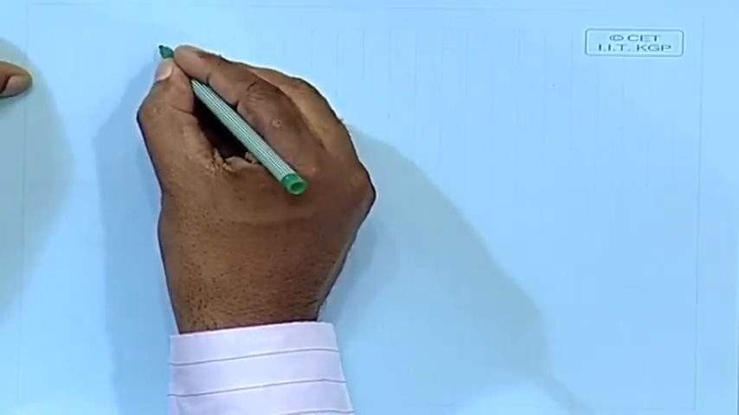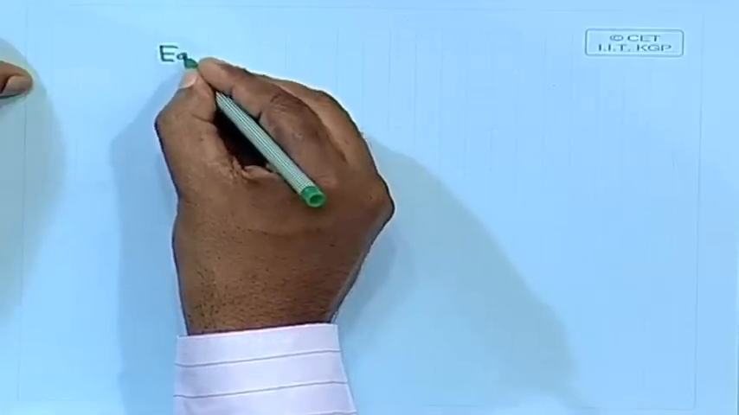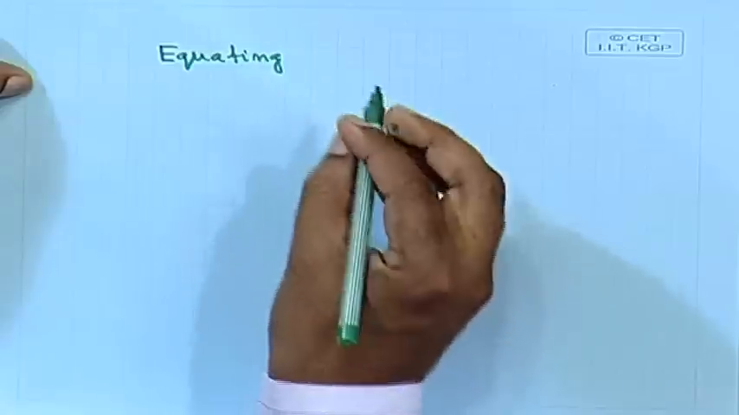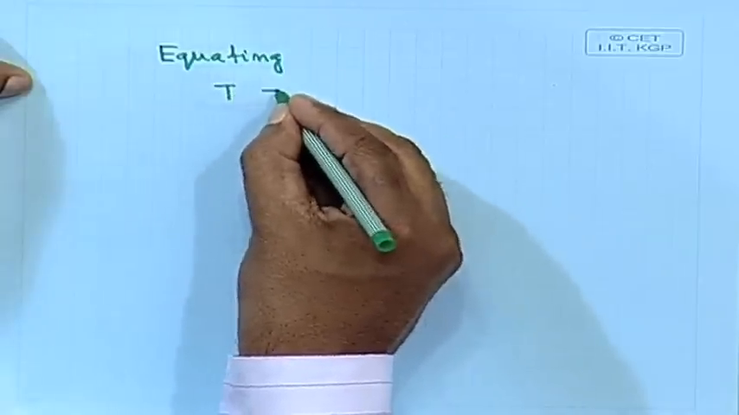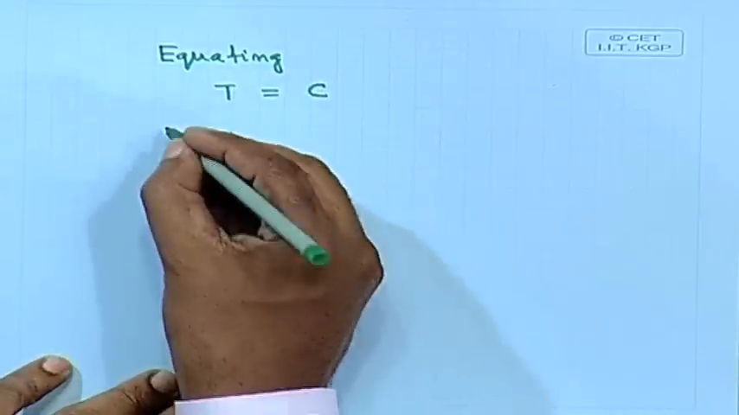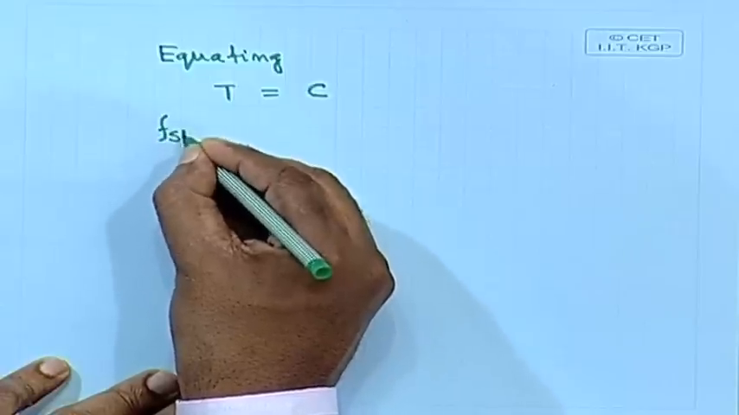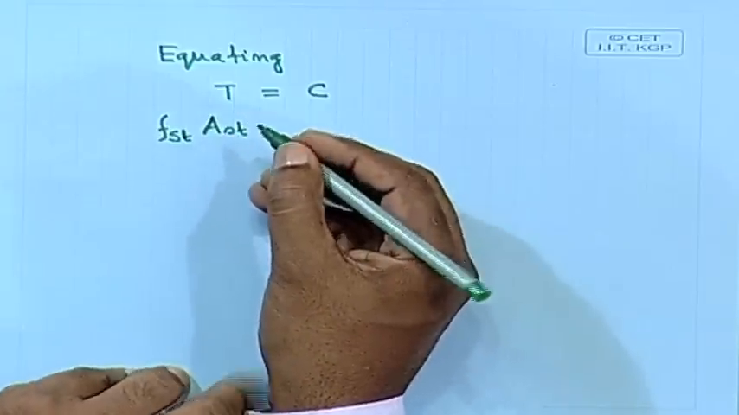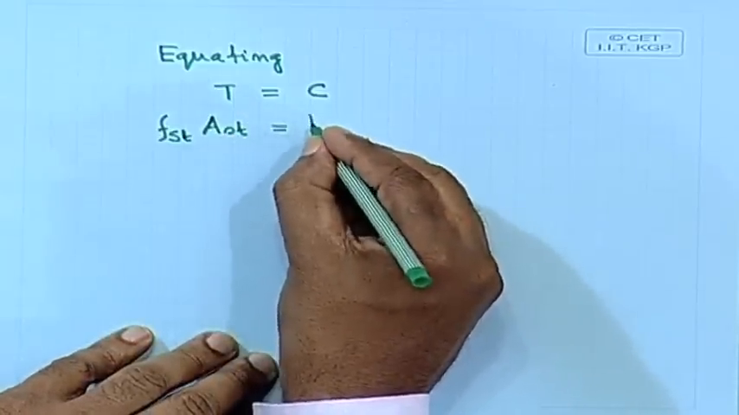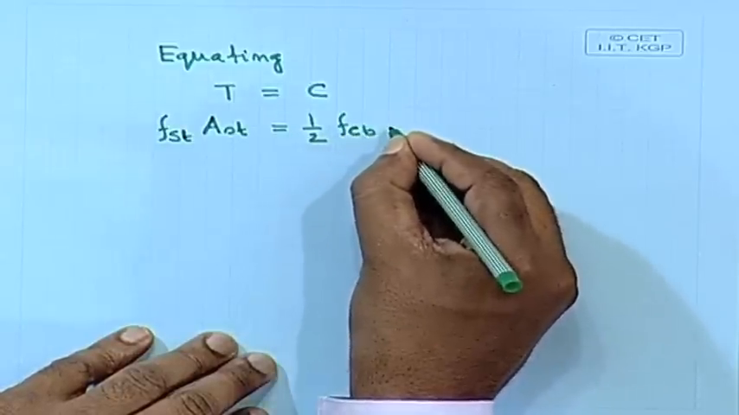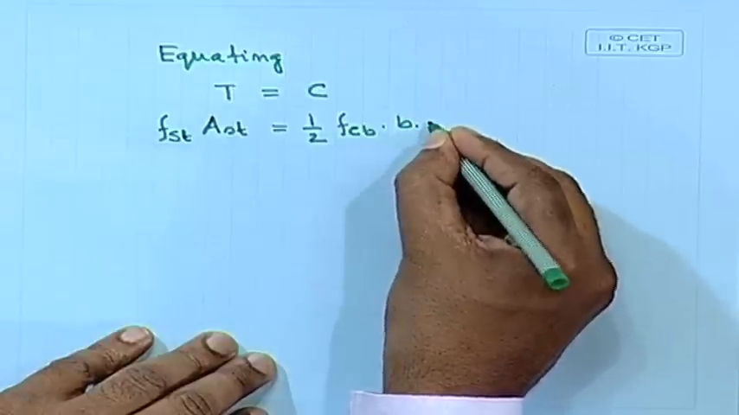The other one we can consider is that we can equate the tensile force and compression force. So, T equal to C. So, we can write down F_st, the stress in steel, times the area of steel, equal to half F_cb times b times kd.